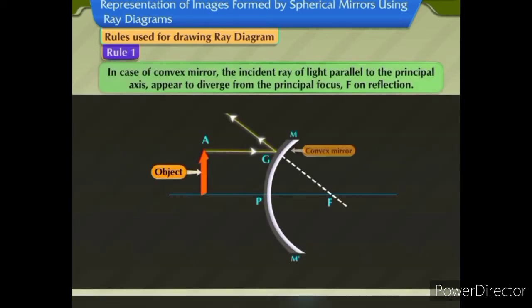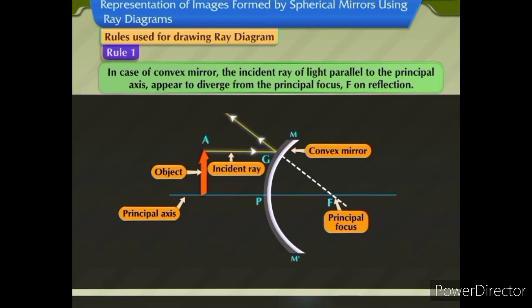In case of a convex mirror, the incident ray of light parallel to the principal axis appears to diverge from the principal focus F on reflection. Rule 2.